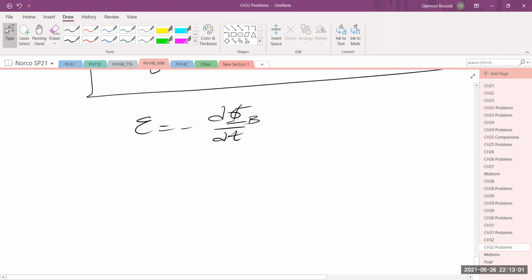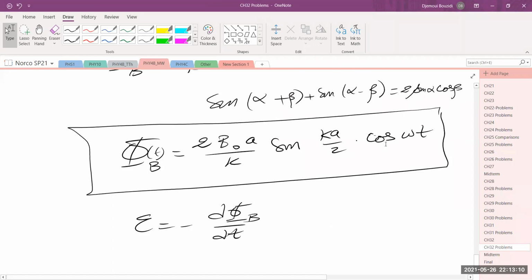So let's see here now what we have. What is the EMF generated by the coil? Well, in this case, all I have to do is take the derivative. The derivative of cosine is a negative sign, but I have a negative in here. So this is going to take care of the negative, and I will put another omega in here. So it's going to be equal to 2 B naught A over K, and then here I will have an omega, because when I take the derivative of a cosine, it's going to put an omega in here. And this will become sine of Ka over 2 sine of omega t.